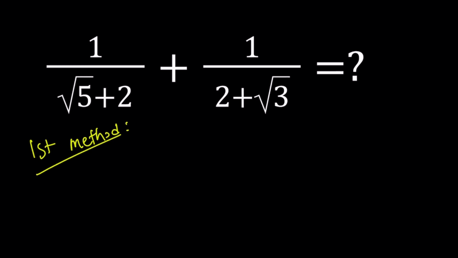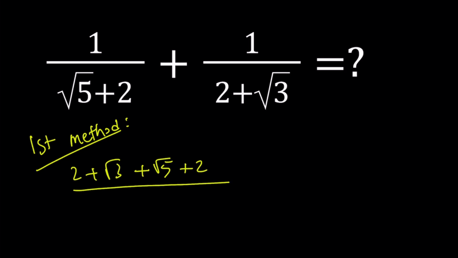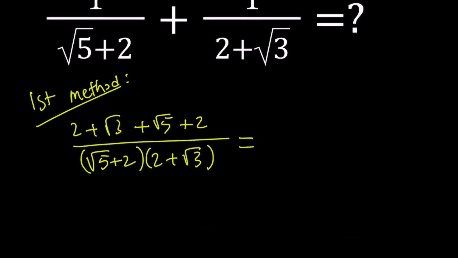So my first method involves making a common denominator. If you multiply the first one by 2 plus root 3 and the second one by root 5 plus 2, you're going to get the following. And the bottom is just going to be the product of the denominators. If you simplify the numerator, that's going to give you 4 plus root 3 plus root 5 divided by the product, root 5 plus 2 and 2 plus root 3.